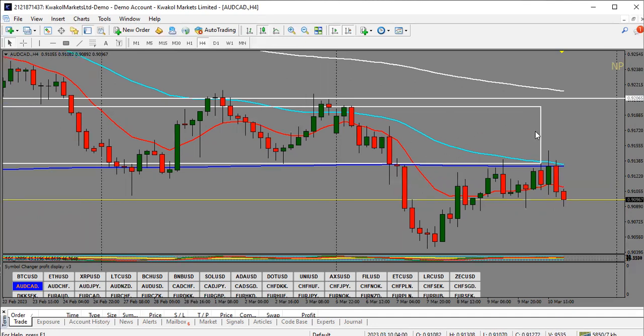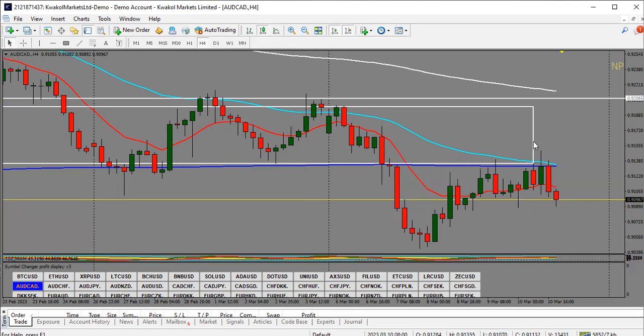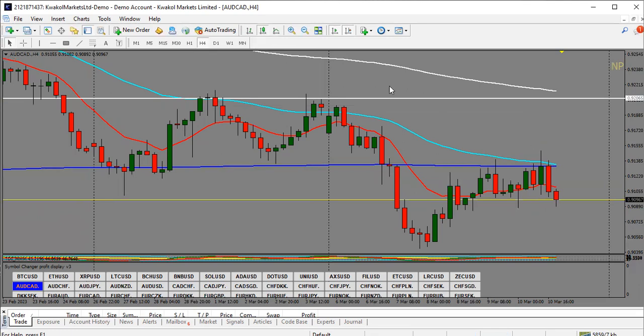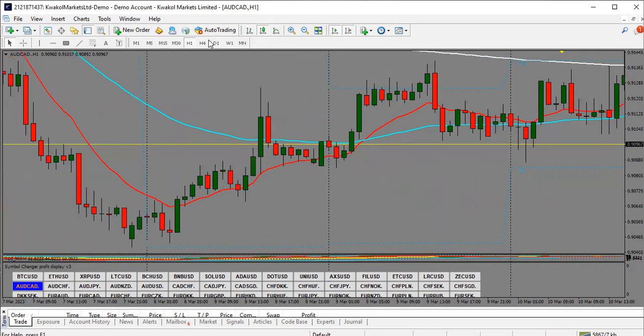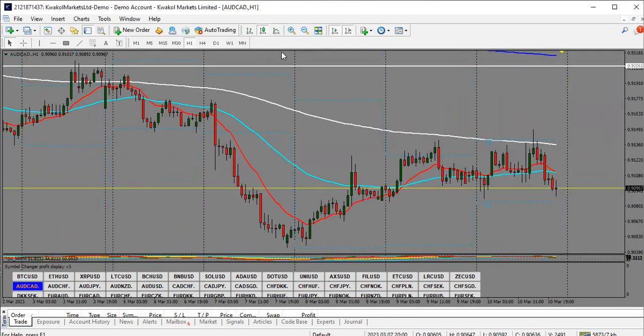Let me delete this box because we are done counting our levels. It is important to count your levels before you decide the market direction. So now I've deleted the box. I've done my line on 4 hours, so I go to 1 hour to check this particular line out.